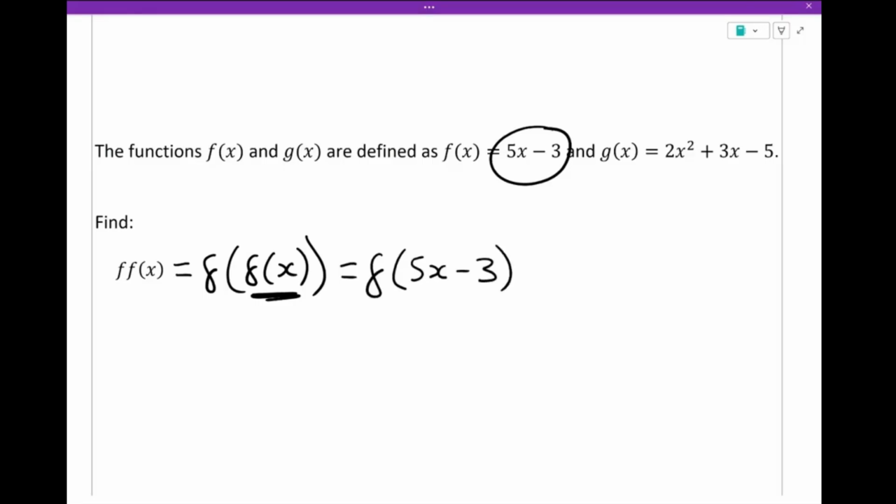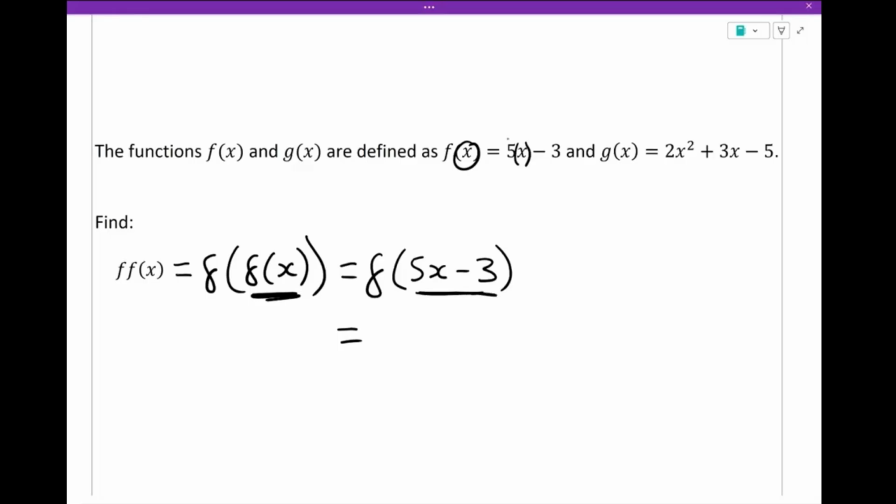So in order to find this composite function, I need to go to f of x and I need to replace all of the x's with a 5x subtract 3. So I'm going to go to my function of f of x and put brackets around all of the x's. So I'm going to put a bracket here and a bracket there. And then inside that bracket, I'm going to replace the x with the 5x subtract 3.